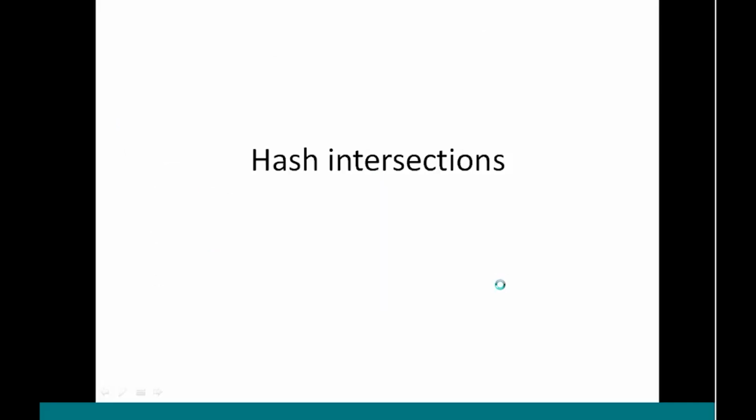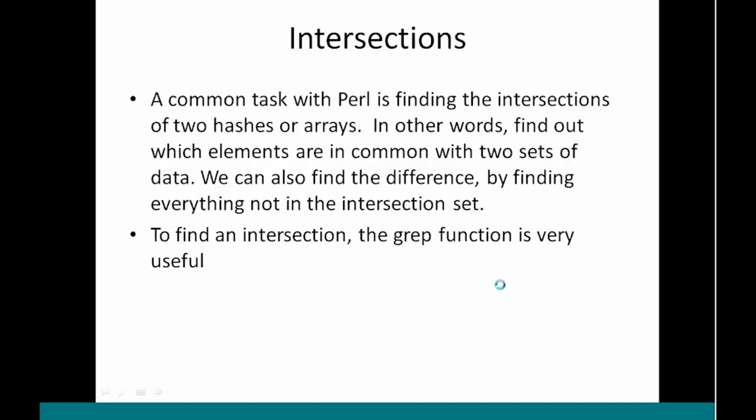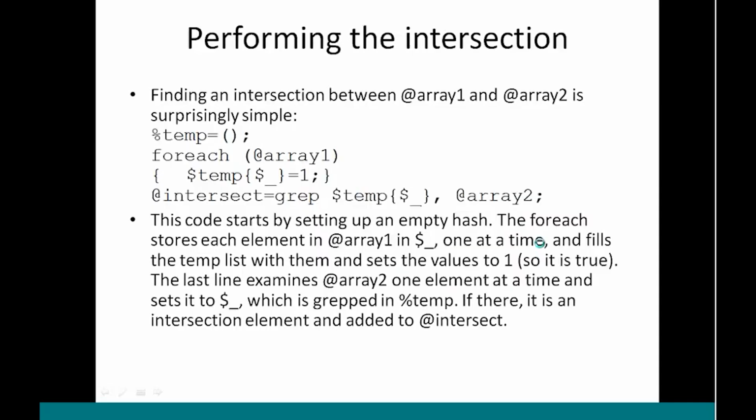In an array. So why is grep important is because now we can do hash intersections essentially. One common task in Perl is to find the intersection of two hashes or arrays. So it means we built one array from one file, and then we grep to see whether there is any match. So to find an intersection, the grep function is very useful. So how do we do this?